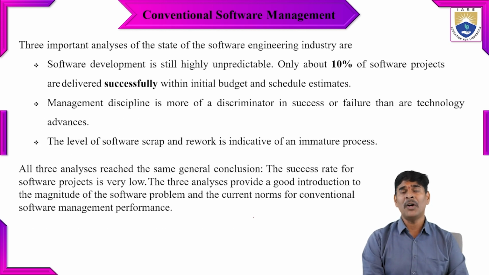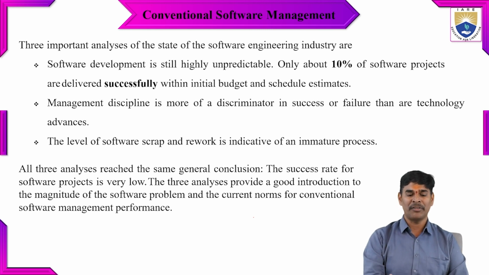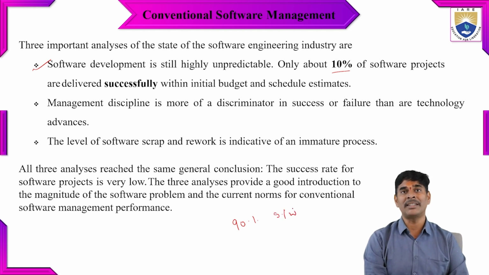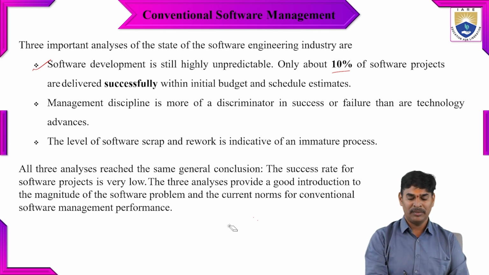So here we have three important analyses of the software engineering industry. For any company, the first is that software development is still highly unpredictable. Why is it highly unpredictable? Because only 10% of software projects are delivered successfully within the initial budget and schedule estimate. The remaining 90% of software companies are not delivering the projects within the stipulated time as well as the budget. So these are the main drawbacks of the companies in delivering projects within the stipulated time.